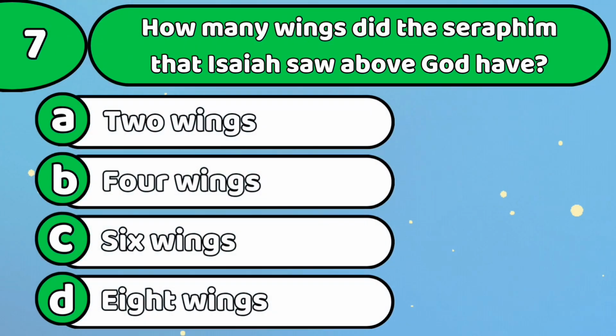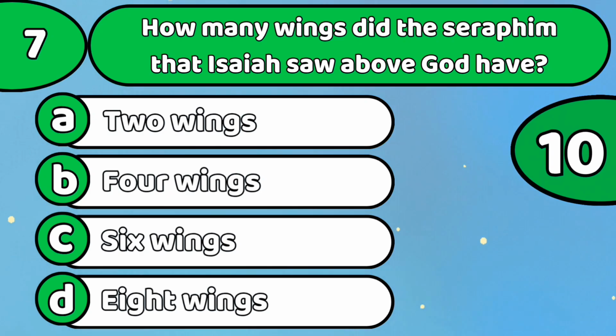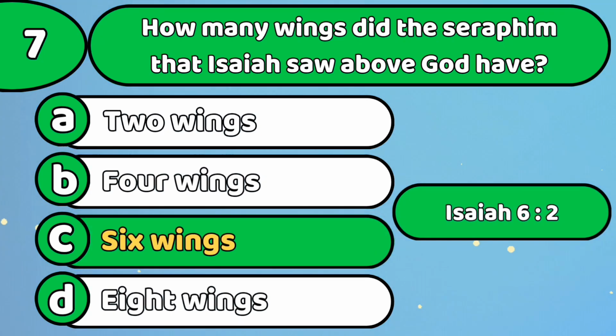Question 7. How many wings did the seraphim that Isaiah saw above God have? A. 2 wings, B. 4 wings, C. 6 wings, or D. 8 wings? Time to think. Reference: Isaiah chapter 6, verse 2.